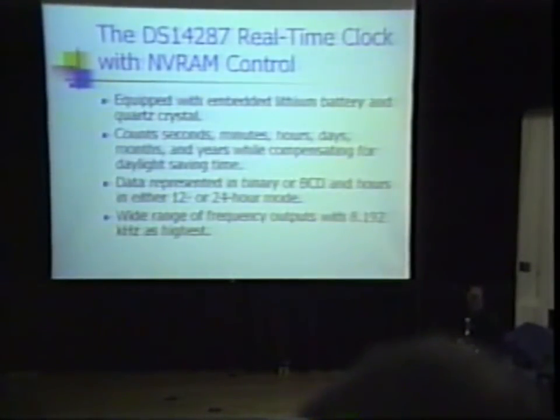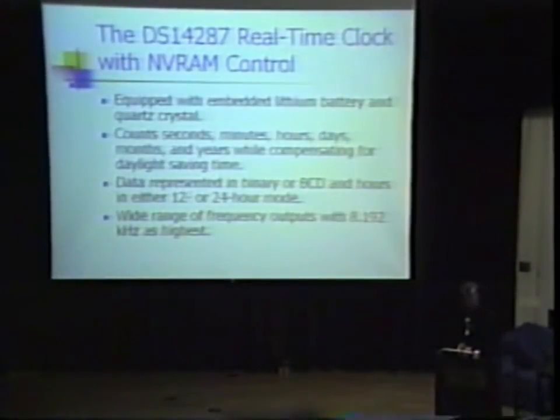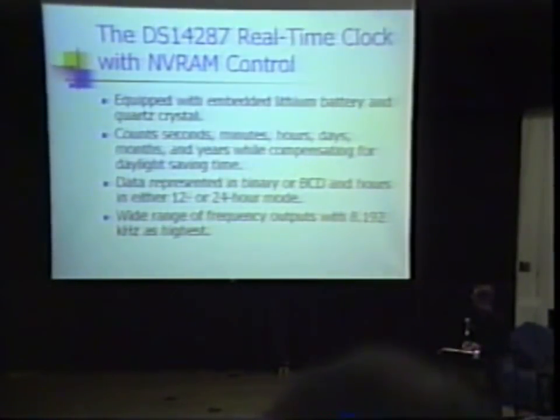The clock chip that was chosen was the DS14287 real-time clock with NVRAM control. This chip is equipped with an embedded lithium battery and a quartz crystal. The lithium battery is capable of powering the chip when the power fails, and it can last up to 11 years running on its own power.